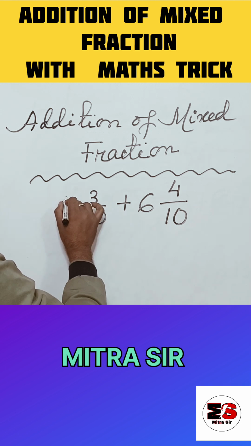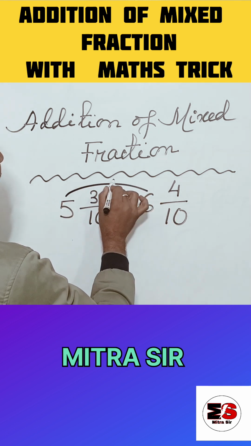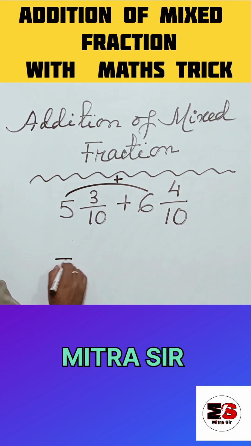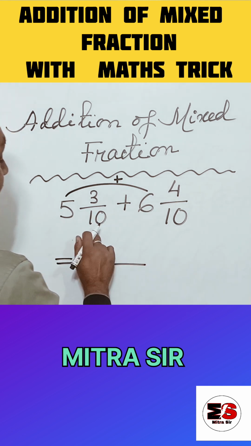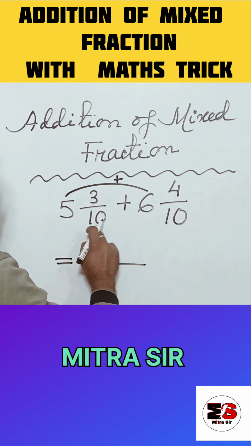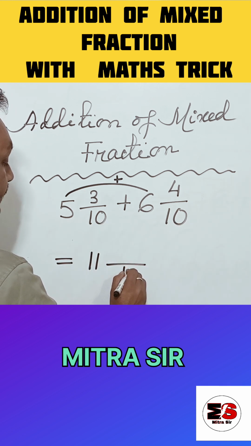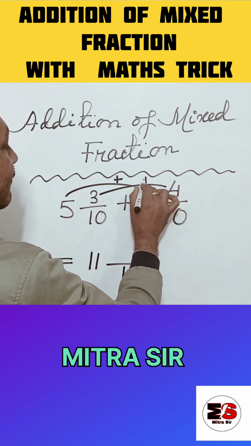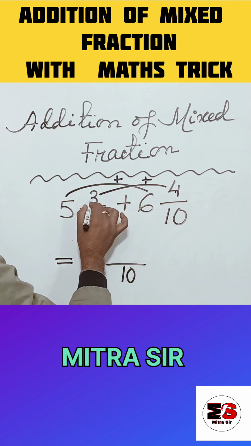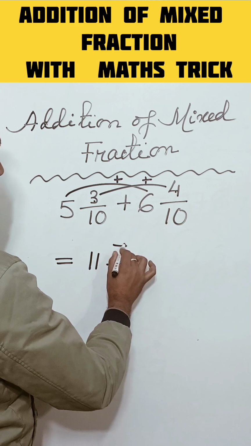So what you have to do, these and these you have to add up. That means 5 and 6, that is 11. Now here the denominator is the same, that is 10, so write 10. And here this and this you have to add up. 4 plus 3 is 7.